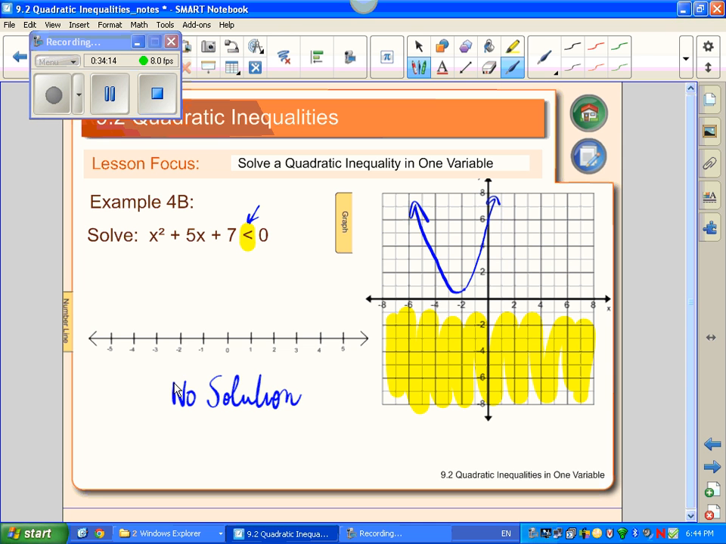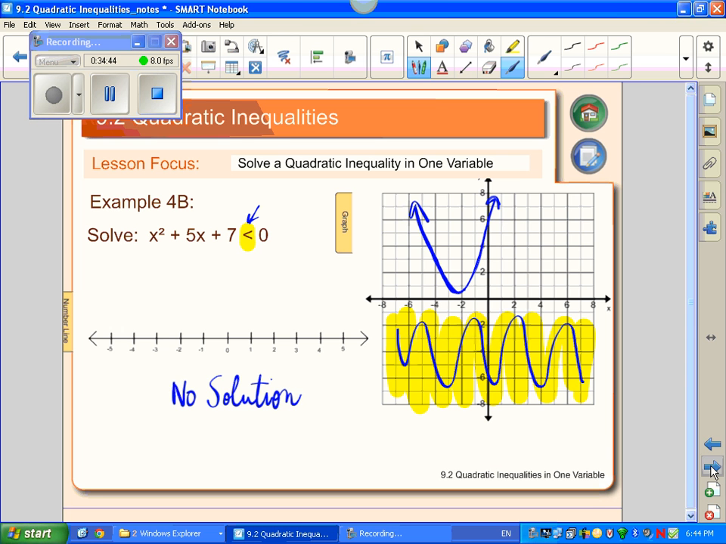There are no real roots, but no real roots doesn't necessarily mean that there's no solution. No real roots is just telling me that this does not cross my x-axis. And as we saw in the previous example, when it was a greater than, everything was an answer. Here, because it's less than, and there's no area that's less than, this is our less than region, our answer is no solution.